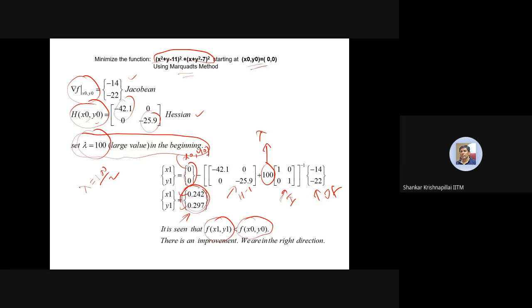Now starting from this x1, y1, in the next iteration lambda is reduced to 50. So find the Jacobian and Hessian matrix. The next starting point is this, H plus lambda into I, and this is del f. So you get your next point as 2.98 and 2.05. Then what will be the next value of lambda? The next value of lambda will be 25, 50 by 2, and you repeat the same things.